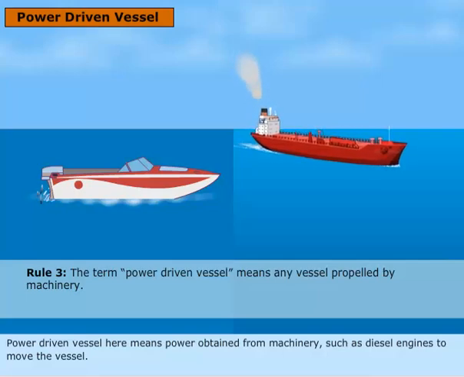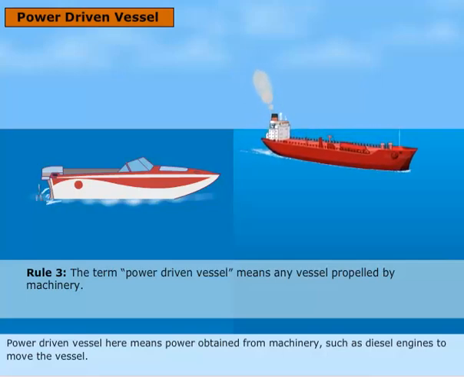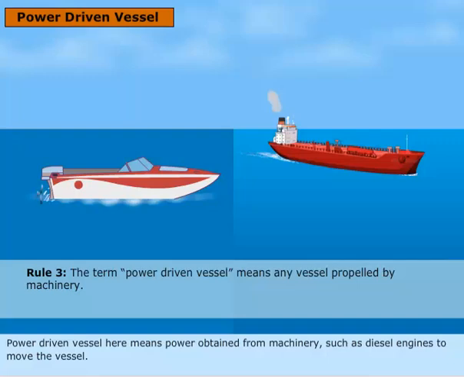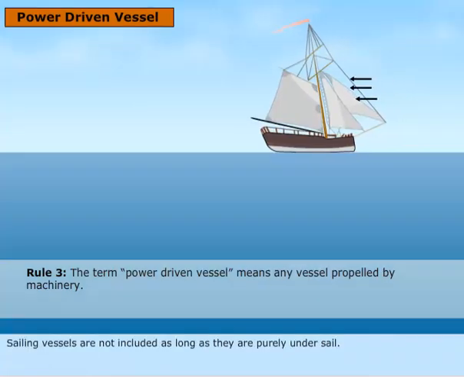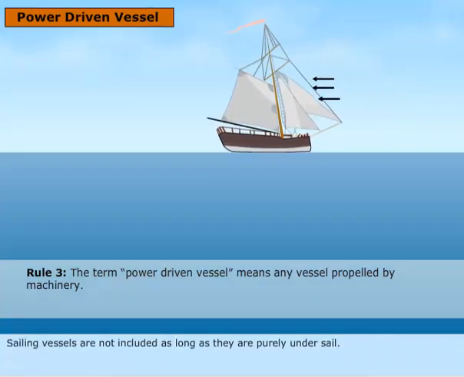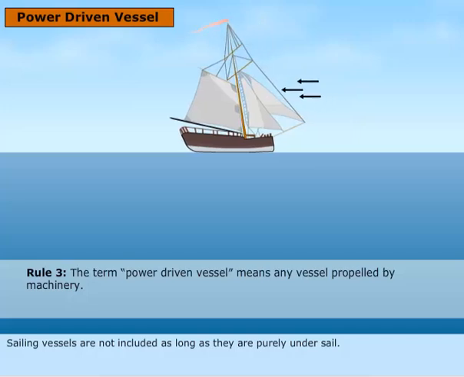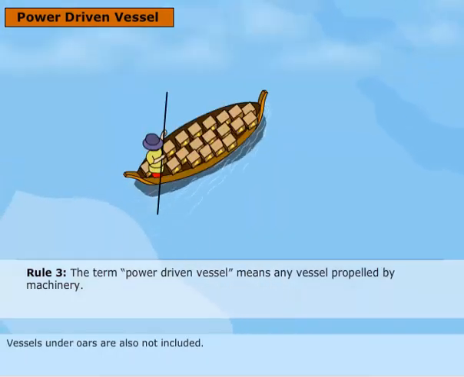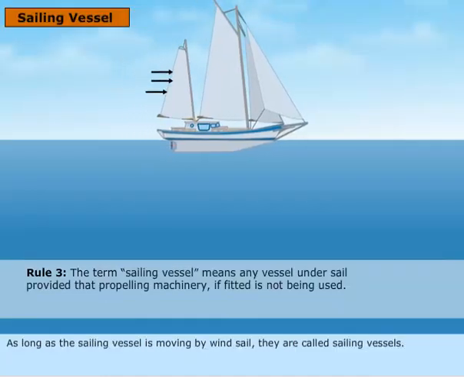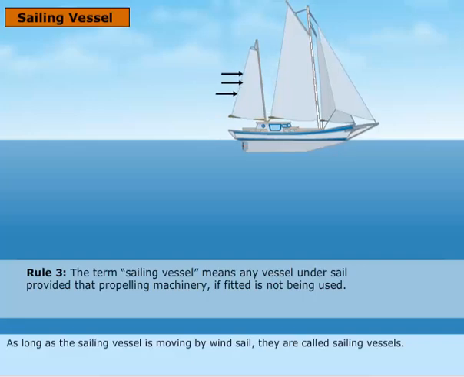Power-driven vessel here means power obtained from machinery such as diesel engines to move the vessel. Sailing vessels are not included as long as they are purely under sail. Vessels under oars are also not included. As long as the sailing vessel is moving by wind sail, they are called sailing vessels.